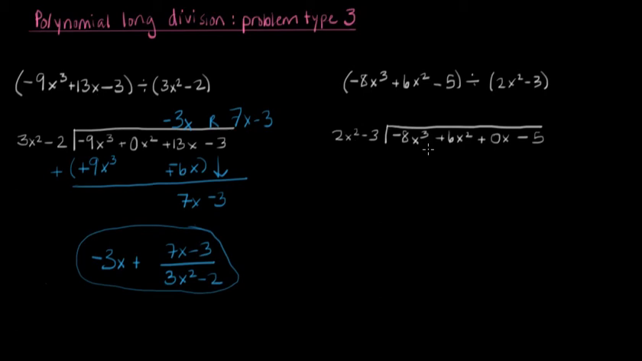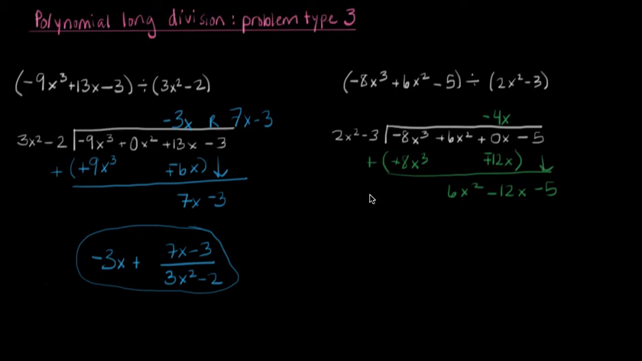So 2x squared goes into negative 8x to the third, negative 4x times. So if we multiply this back, we'll get negative 8x to the third plus 12x. And then we're subtracting. I'm going to go ahead and distribute that negative sign into the parentheses so I don't get confused. So this is going to give me 6x squared minus 12x, and then we bring down our negative 5.